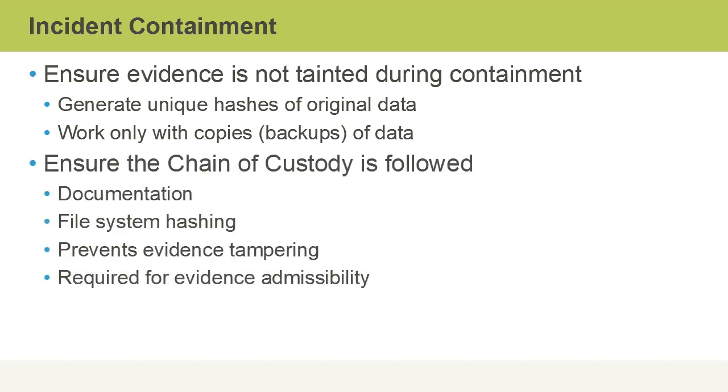The chain of custody needs to be followed so that we've got documentation that might also include how chain of custody was followed, such as file system hashing and preventing evidence from being tampered with. We should be able to track where evidence was, how it was contained, where it was stored, how it was moved, and so on. And this might be required for evidence admissibility.